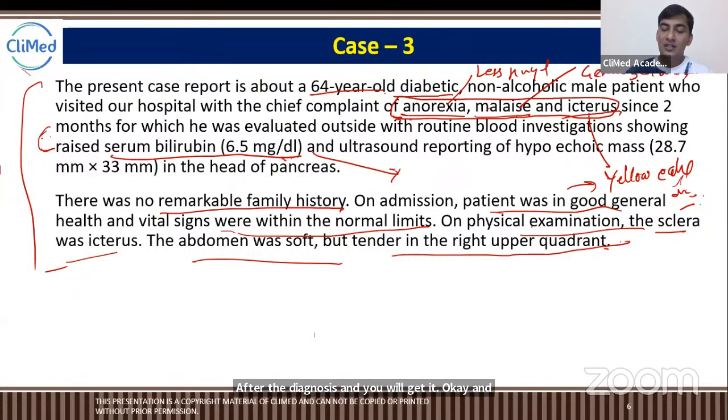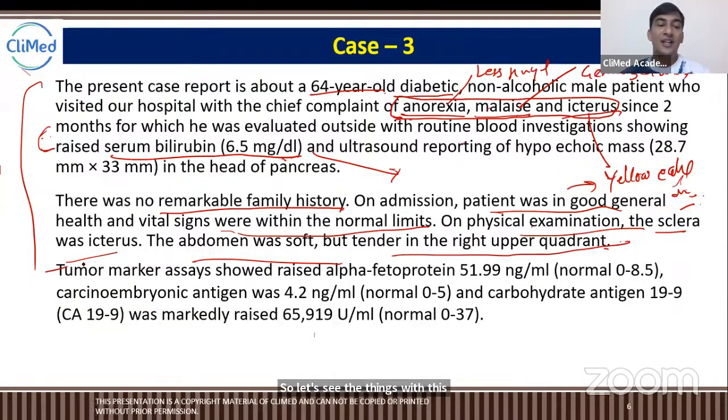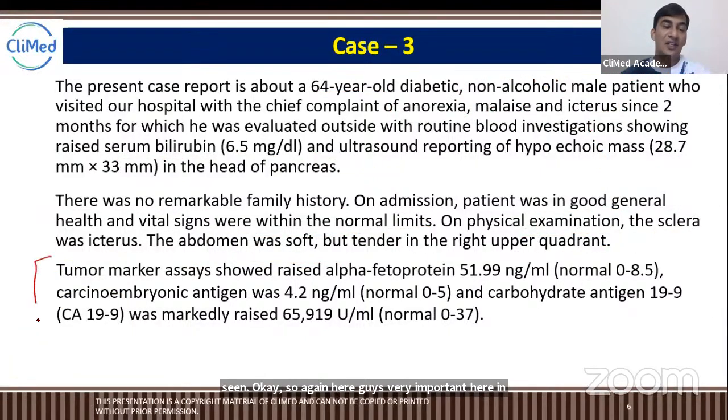So let's see how it was seen with this patient. Again here, guys, very important in this case. I forgot that I have taken this also, tumor biomarkers. Again, new things for all of you. Yes Vishwachandran, benign tumors are usually symptomatic.